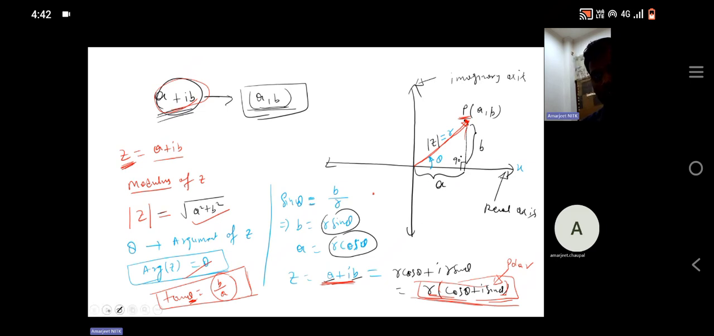So next, what you got? z is equal to a plus iota b. This is the general form, which can be written as r times cos theta plus iota sin theta, and this is the polar form.